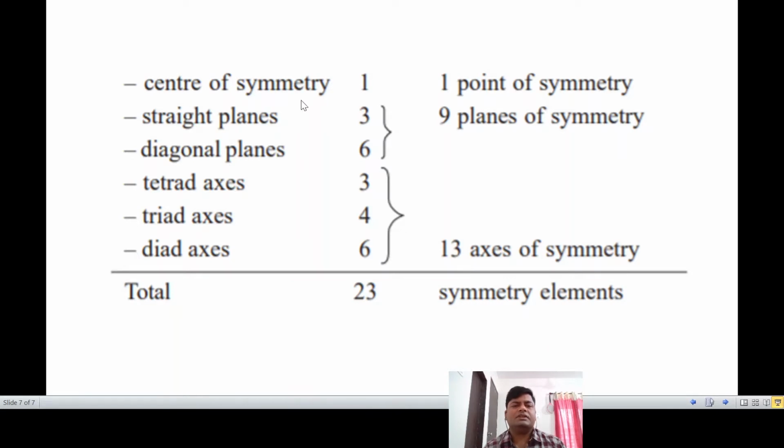Basically, the center of symmetry is 1. The rectangular planes and diagonal planes of symmetry together are 9. Then the tetrad axis is 3, the triad axis is 4, and the diad axis is 6. So totally 13 axes of symmetry, 9 planes of symmetry, and 1 point of symmetry are there. Totally 23 symmetry elements are there in a cubic crystal system. This is about the symmetry elements in a cubic crystal system.